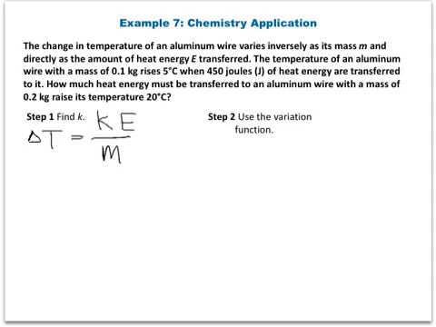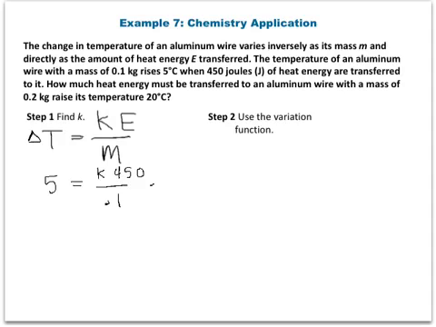So the temperature of an aluminum wire with mass 0.1 rises 5 degrees Celsius when 450 joules of heat energy are transferred. How much heat energy must be transferred to an aluminum wire with a mass of 0.2 kilograms to raise its temperature 20 degrees C? So let's solve for K.